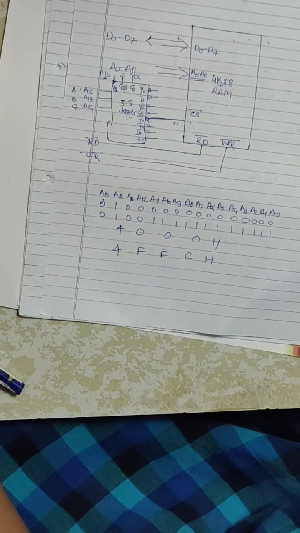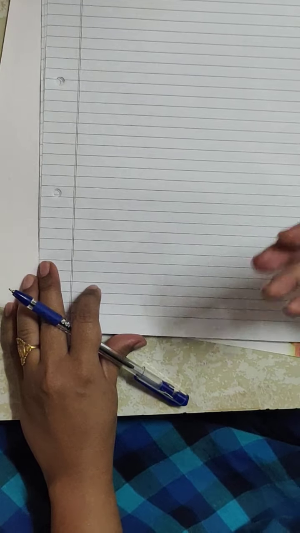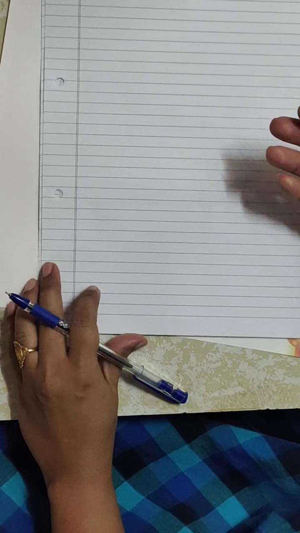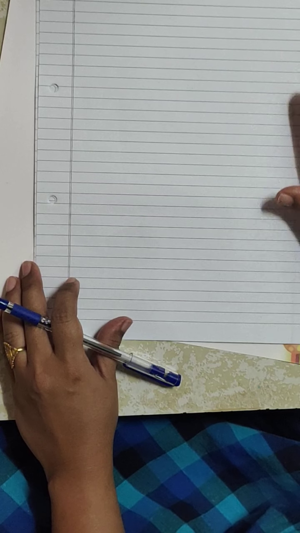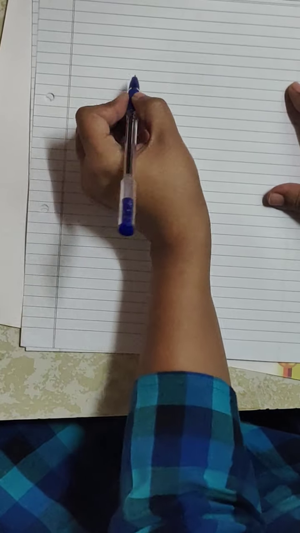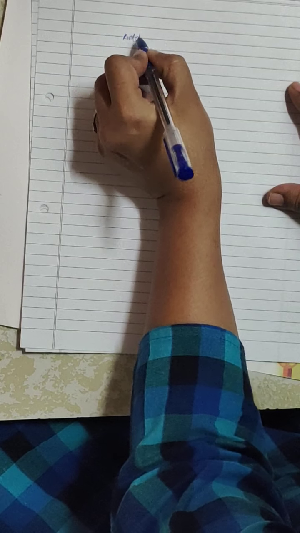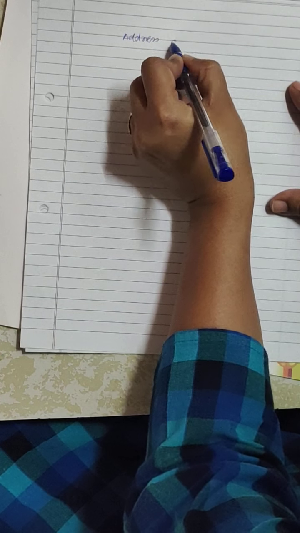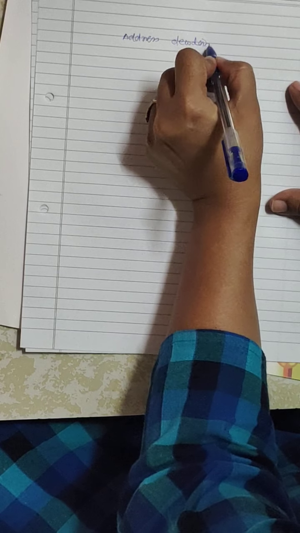So this is another technique in which, by using the decoder, we can generate the chip select signal. This technique is how we generate the address map or the chip select signal. There are different types of techniques, so we have to discuss the address decoding technique.